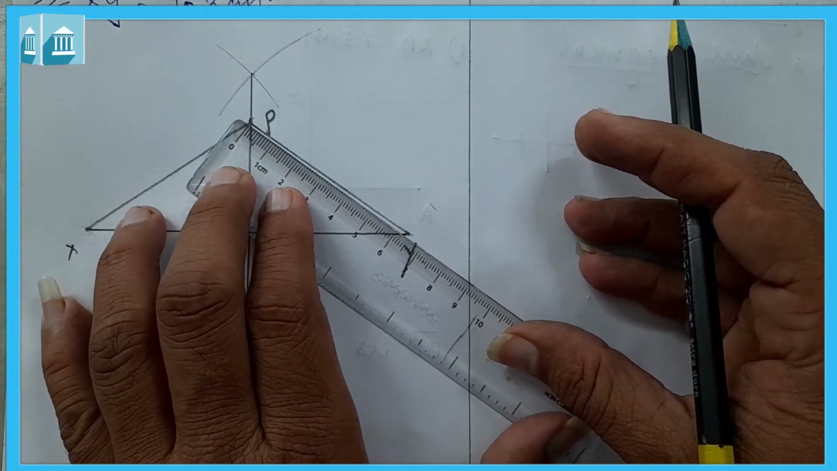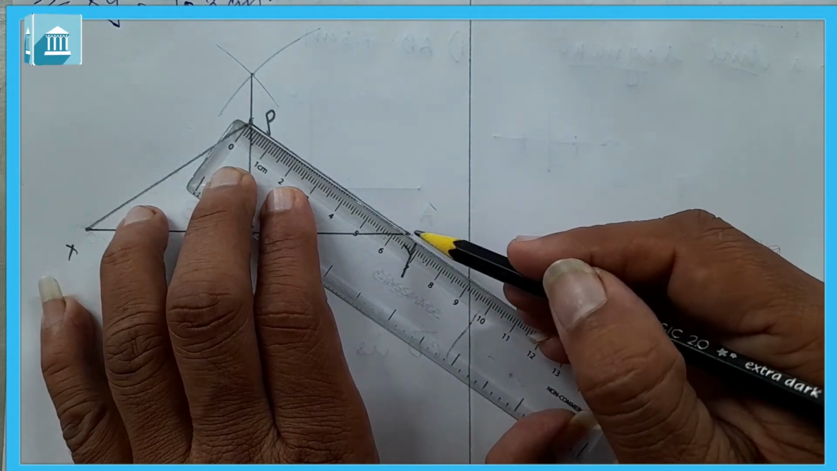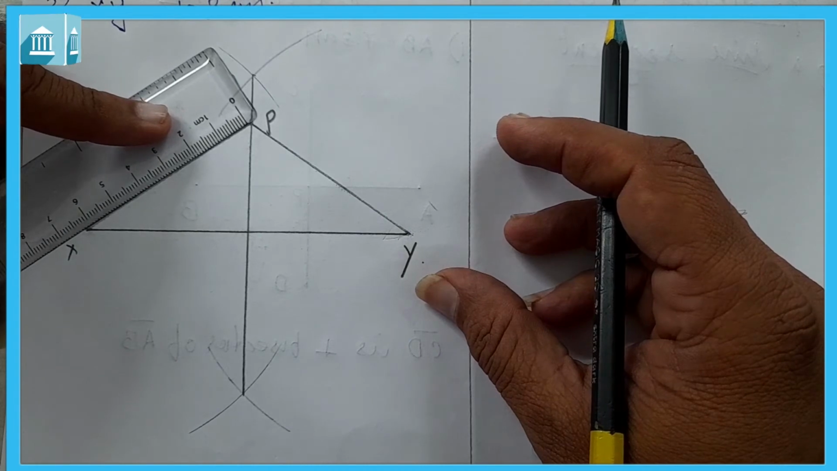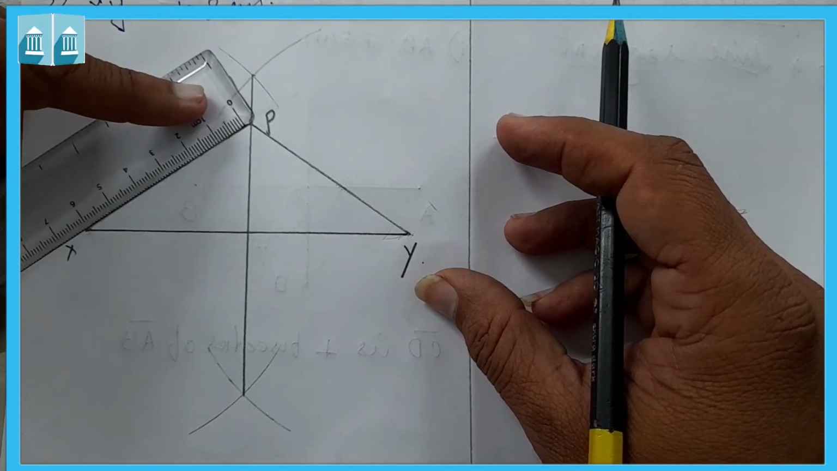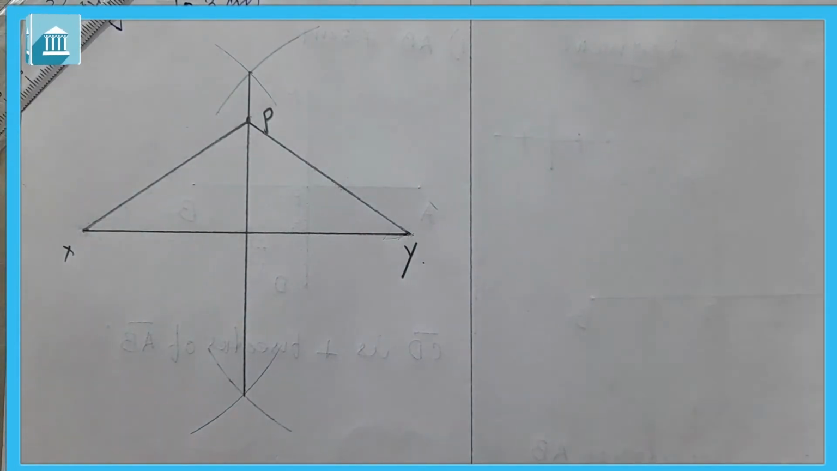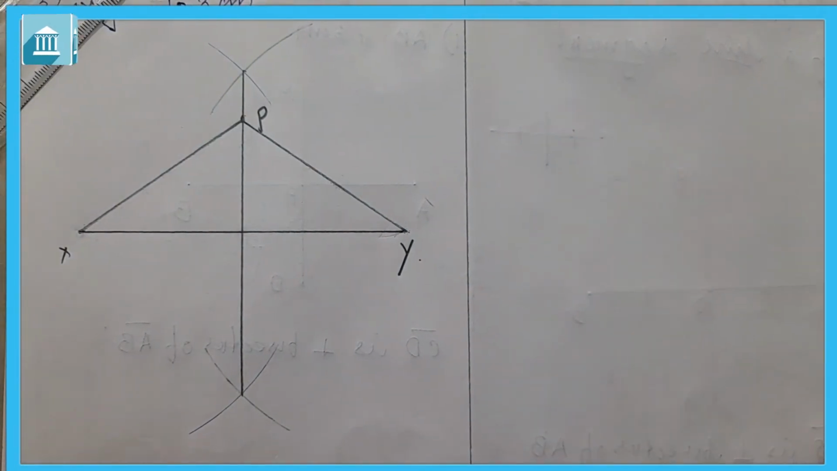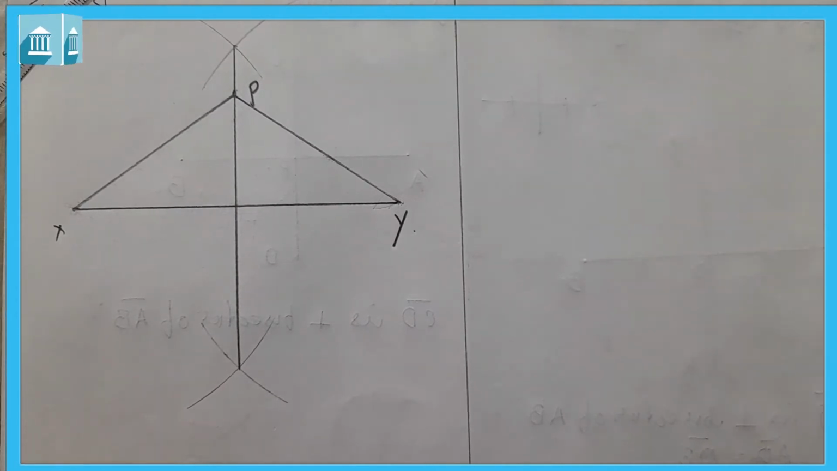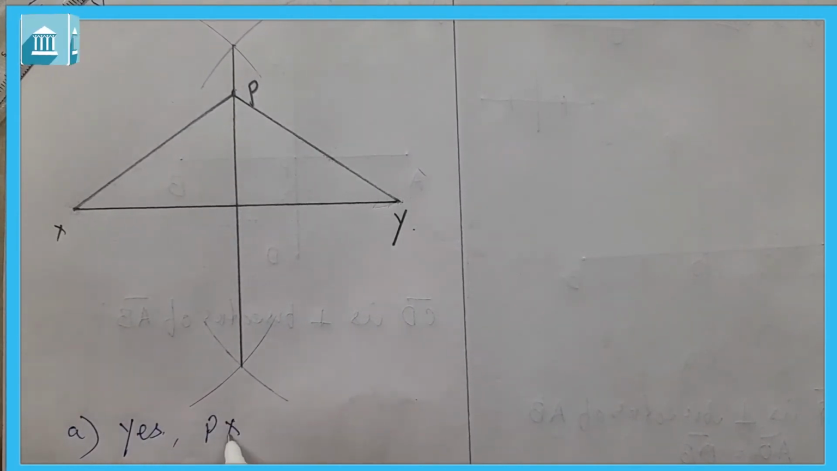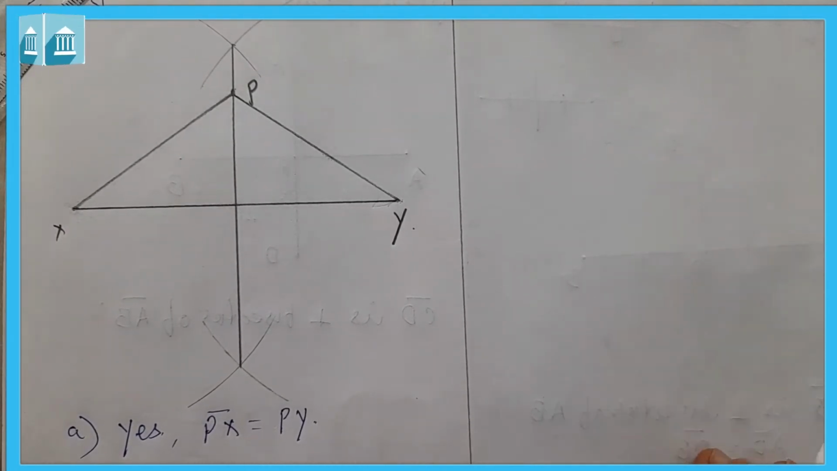Now we have to see whether PX is equal to PY. So here PY, we can see, is 6.4. In the same way PX is also equal to 6.4. So we can say yes, PX is equal to PY. So we can write here: yes, line segment PX is equal to line segment PY.